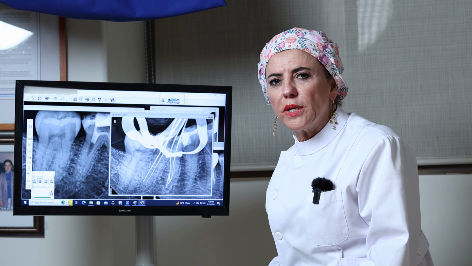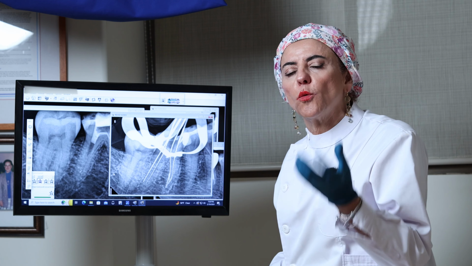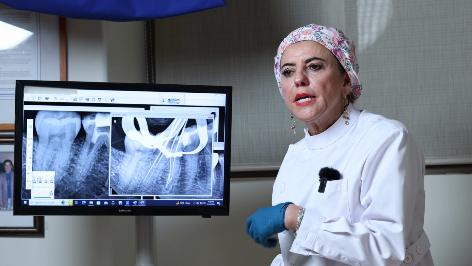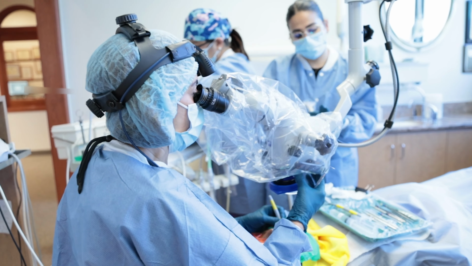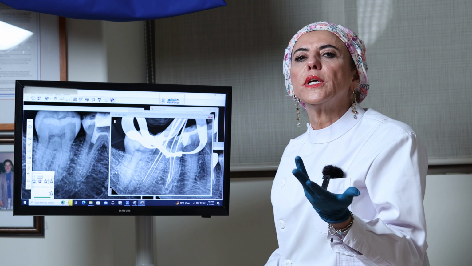There's nothing wrong when we break instruments. In my situation, I get upset and I think, what happened? What is this instrument breaking inside this tooth? Sometimes we're rushing. I don't like to see two patients at the same time because these things can happen. But what do we do in that case?